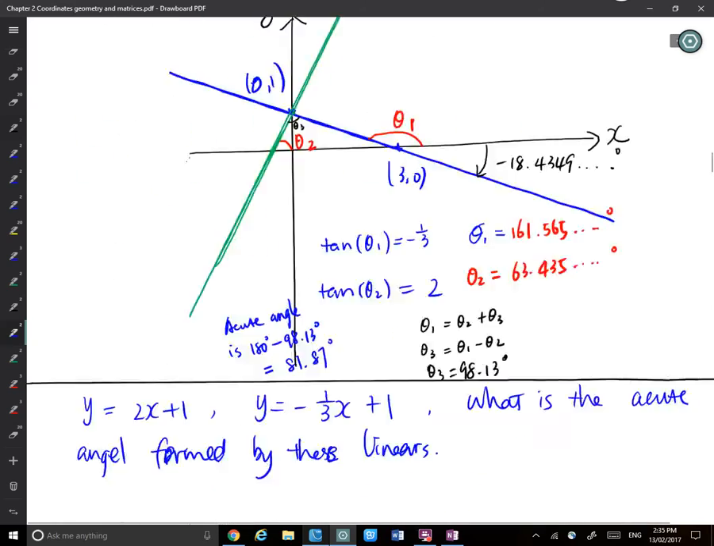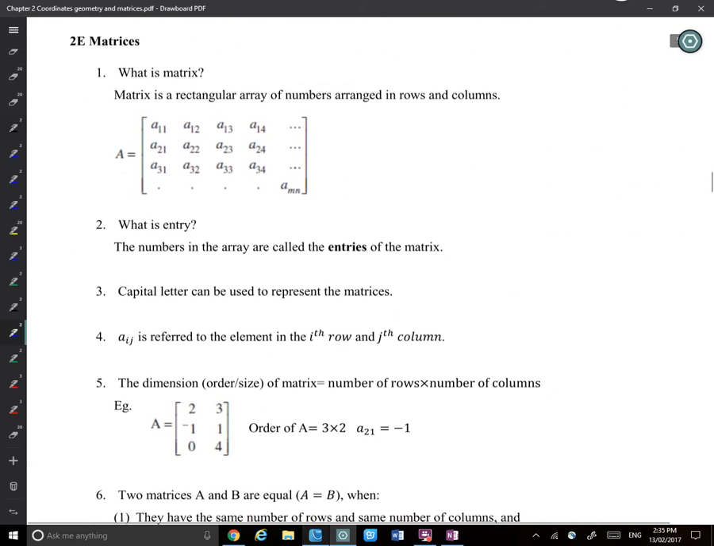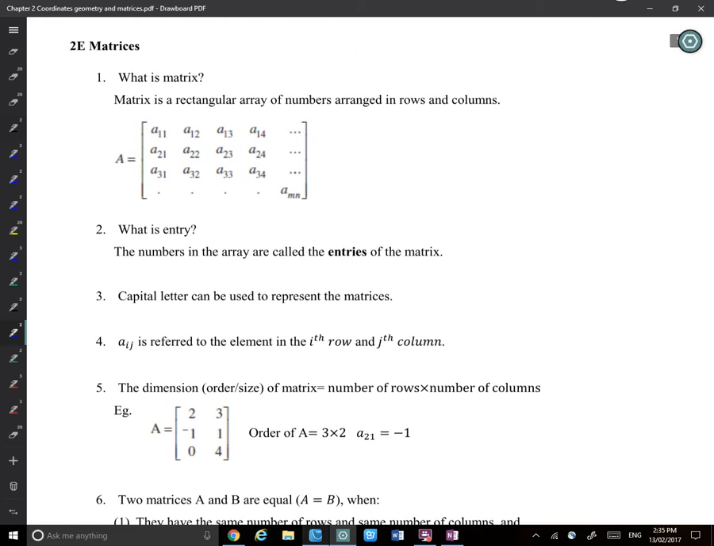I think I changed the order. Yeah, I changed the order. I skipped D and went to E first. E is matrices. How many of you feel like you don't know matrices at all still? No? Okay.